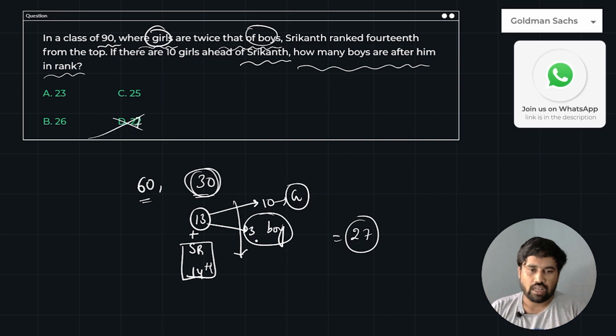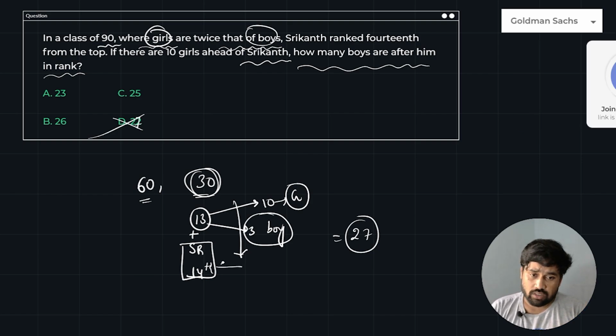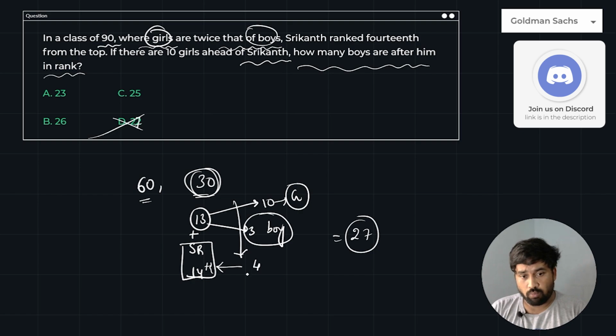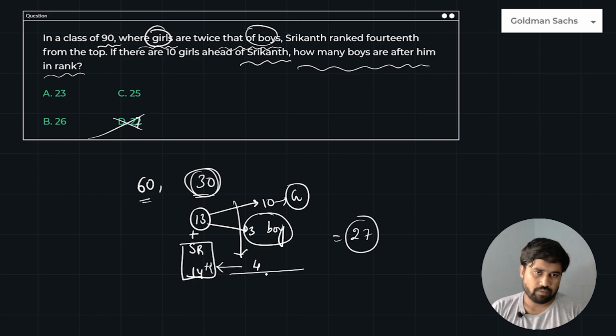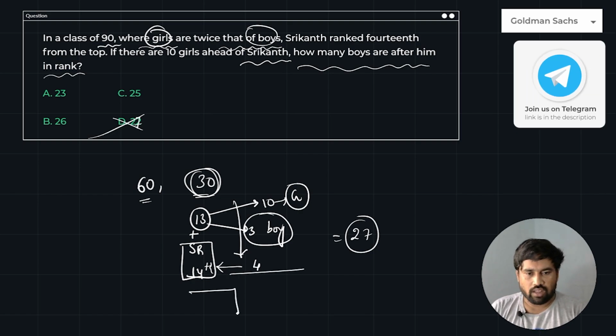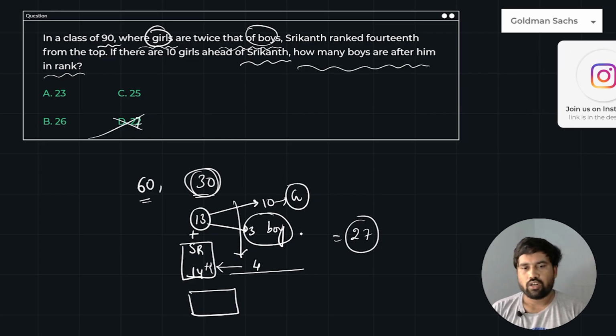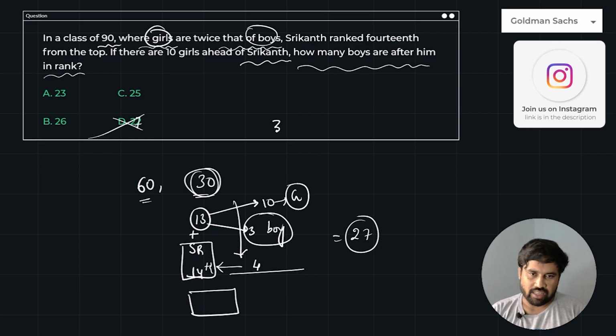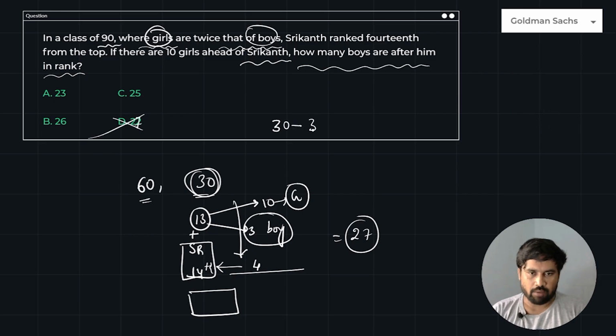Why? Because 3 boys are ahead of Shrikant and Shrikant is also a boy. So a total of 4 boys are completed till now. So all the remaining boys after Shrikant are 30 minus 3 above Shrikant, and you have to subtract Shrikant also. So the total answer is 26. So option B is correct.